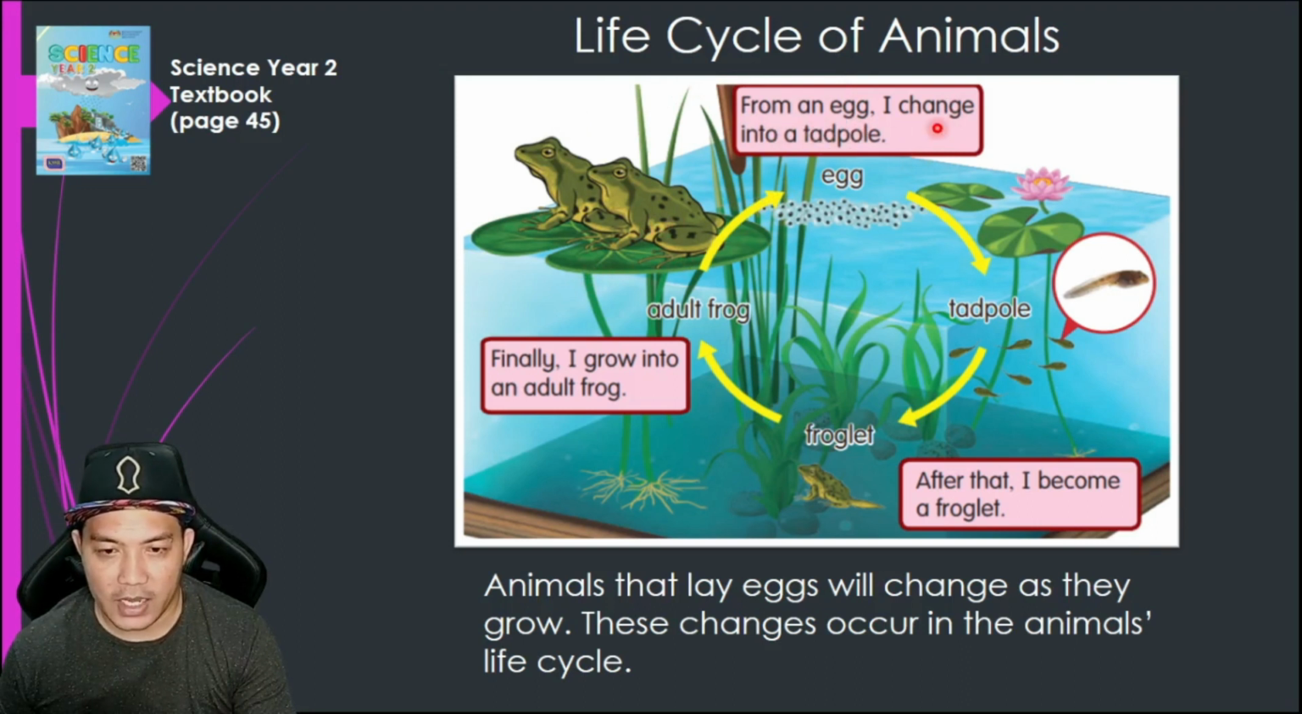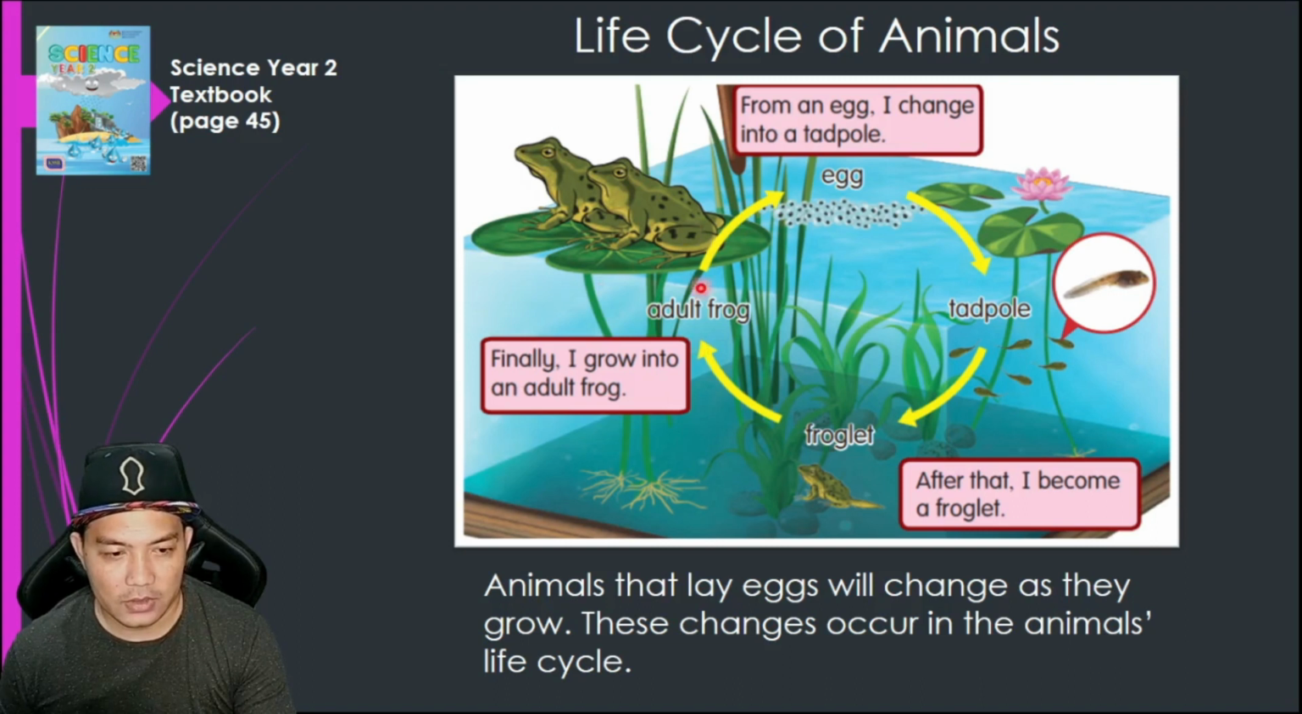From an egg, I changed into a tadpole. So the frog is telling us that from an egg, it changes to a tadpole here. Okay, start from egg and change to tadpole. After that, I become a froglet. So from a tadpole, it becomes a froglet. Finally, I grow into an adult frog.